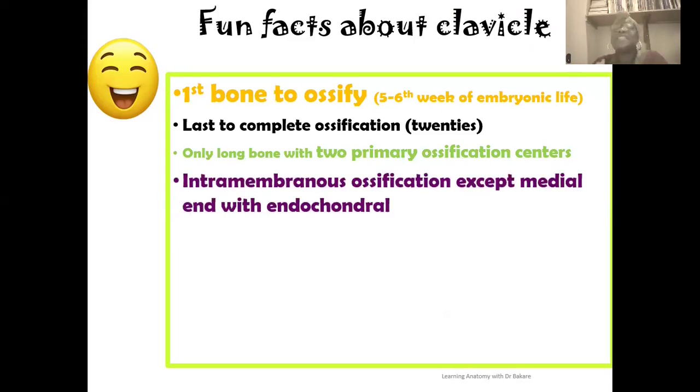The clavicle is also seen to exhibit intramembranous ossification. We know that long bones generally undergo endochondral ossification. Clavicle is different in this regard. Even though it is a long bone, it is seen to undergo intramembranous type of ossification, except at the medial edge, where it is seen to exhibit endochondral ossification.